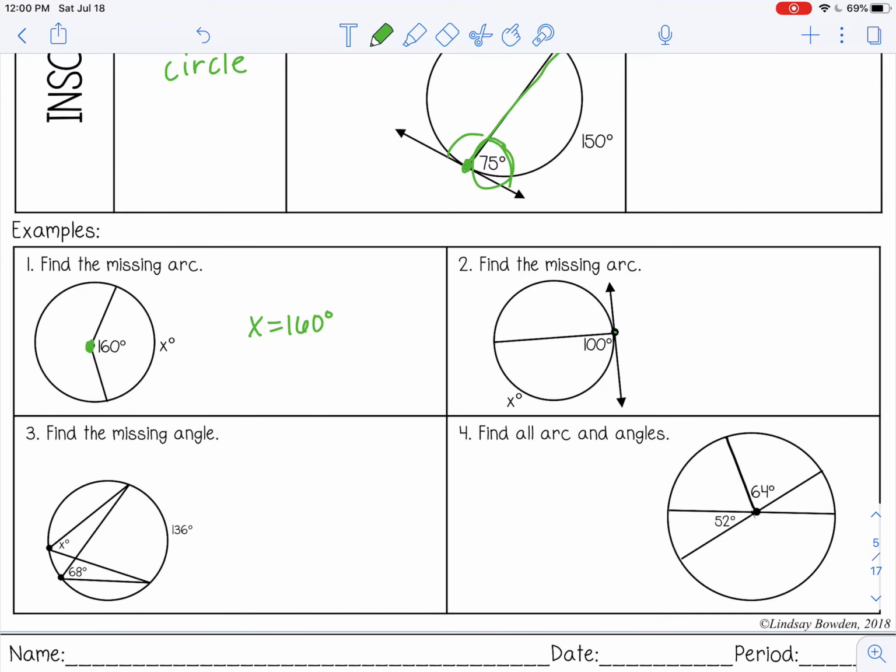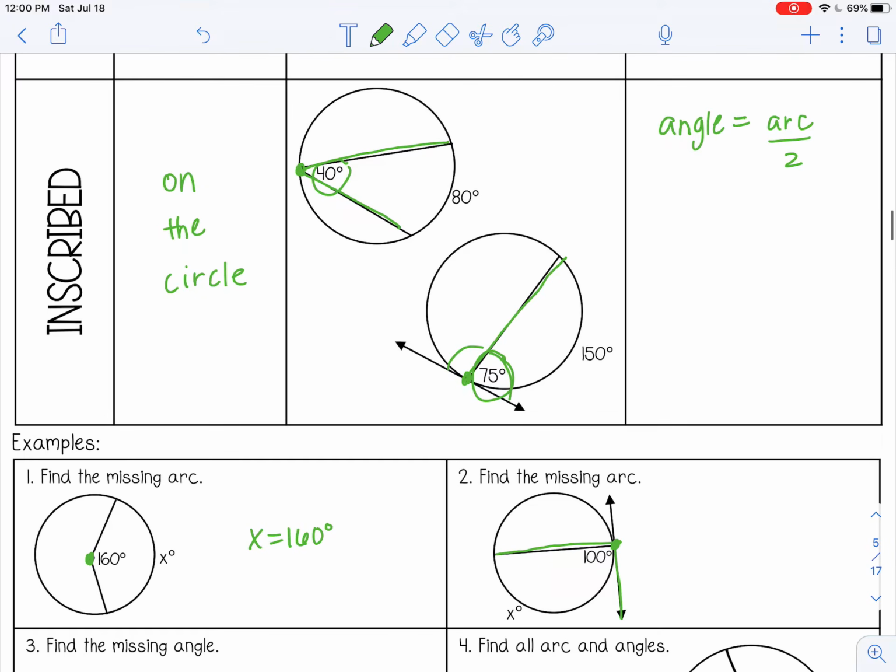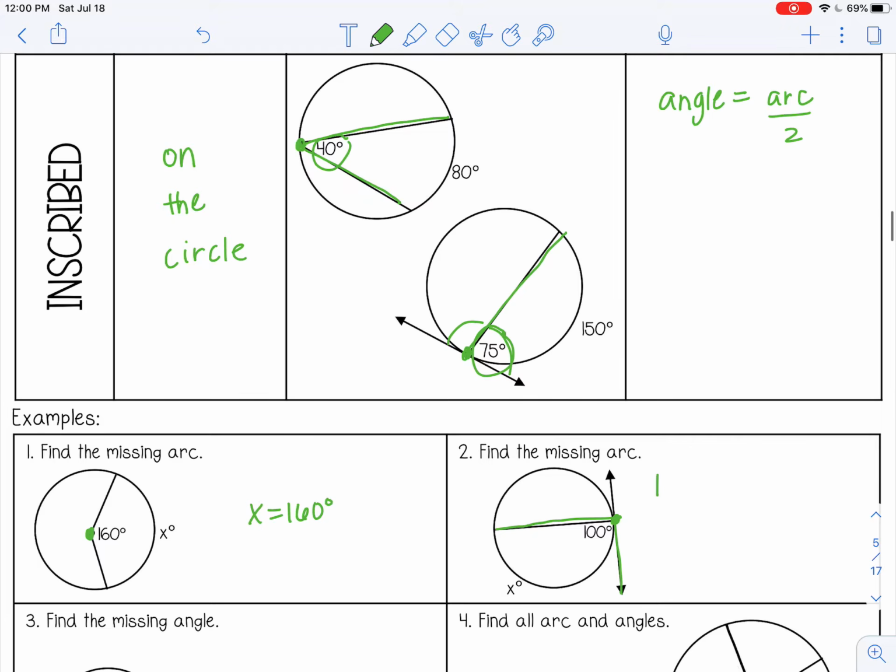On number 2, the vertex is on the circle, so this is an inscribed angle. Now on this one, we're given the angle and we're trying to find the arc. So let's go back to our formula. The formula says the angle equals the arc divided by 2. So my angle is 100. My arc is, well, we don't know, x, divided by 2.